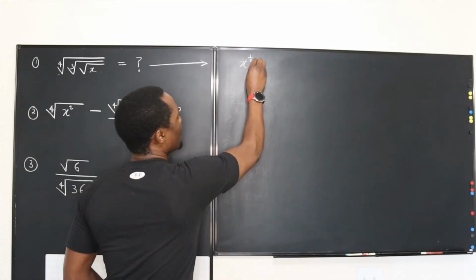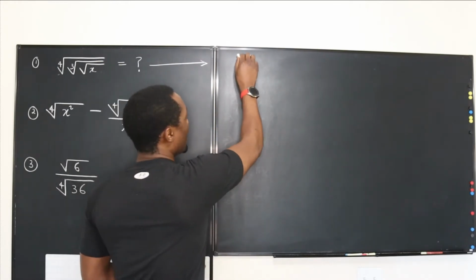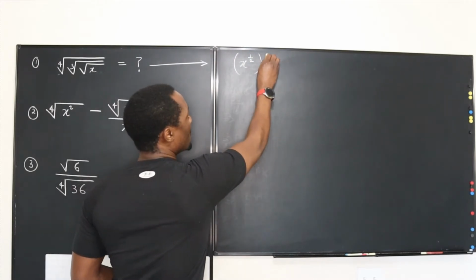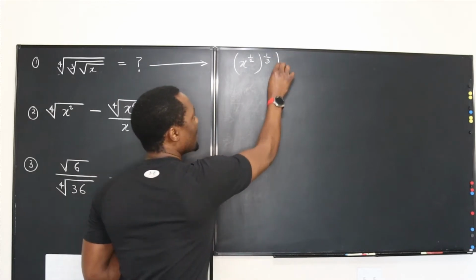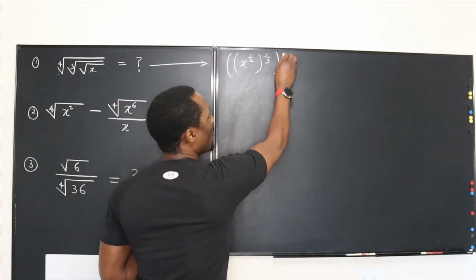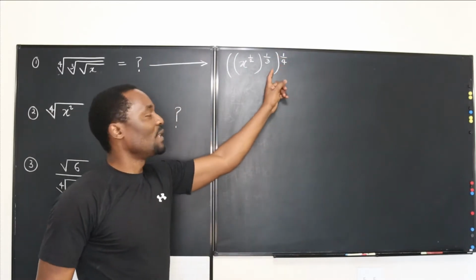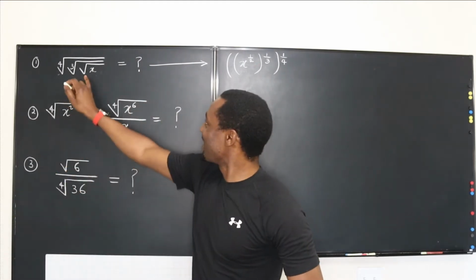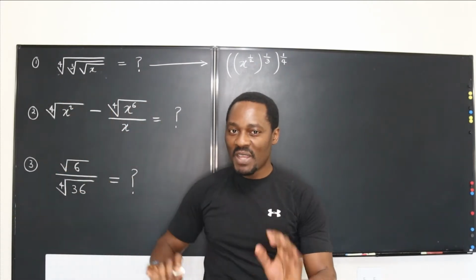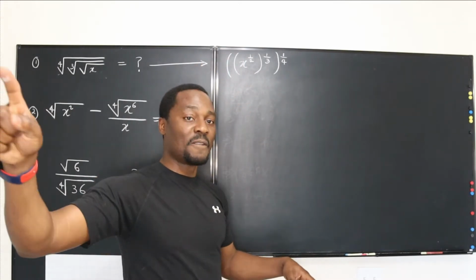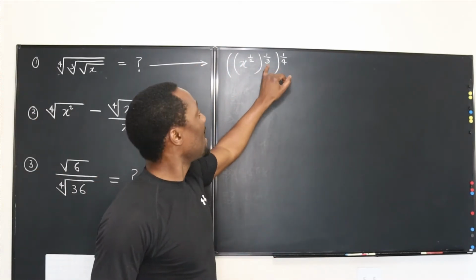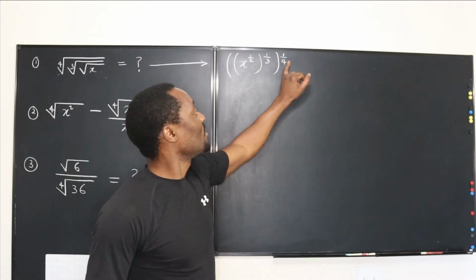x to the 1/2, which is the same thing as the square root of x, raised to the 1/3, which is the cube root of the square root of x, raised to the 1/4, which is the fourth root of the cube root of the square root of x, which is exactly what we've written here. So remember that law of exponents: when an exponent is raised to a power, you multiply the powers. So now we multiply this by this, and whatever we get, we multiply by this.